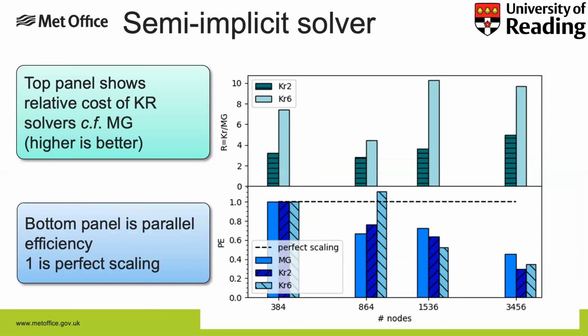So this is for the whole semi-implicit solver firstly. The bottom panel is the parallel efficiency. So that means 384 is 1 by construction. And then we'll see how well it scales as we increase the amount of resource available, and 1 is perfect scaling. So the numbers jump around a little bit.